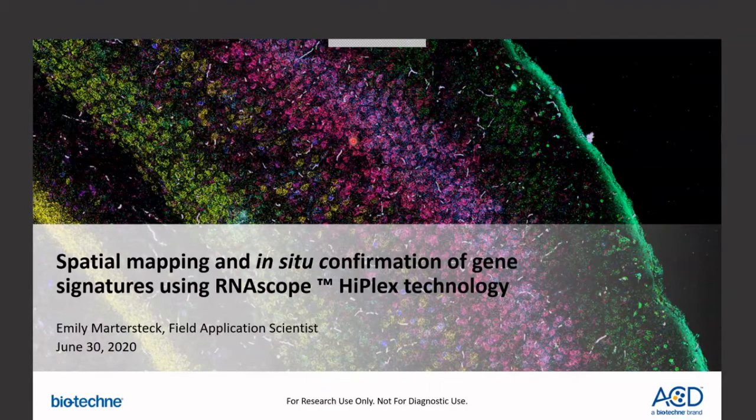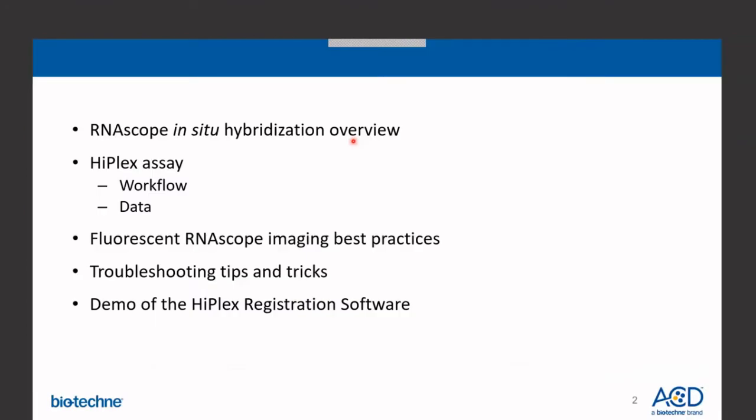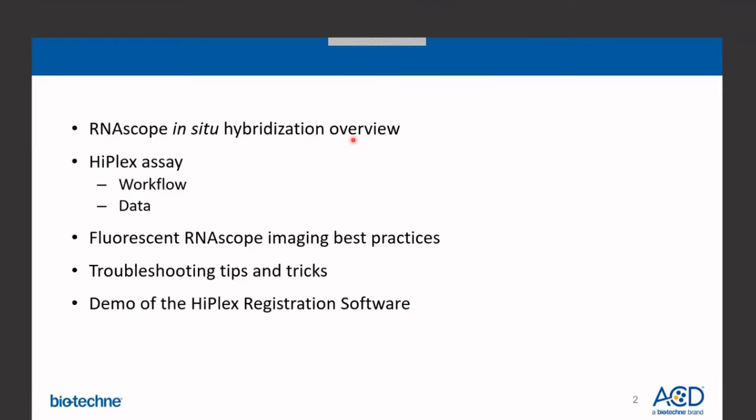So, outline of today's talk, I'll start with an overview of RNAscope's technology, and then we'll take a deep dive into the HiPlex assay specifically, including components of the HiPlex kit, the protocol, etc. And to look at 12 RNA targets at once, the HiPlex assay requires image registration. So at the end, I'll go through a brief demo of how to use the HiPlex image registration software, which comes with the purchase of the HiPlex kit. And we'll also discuss imaging best practices for fluorescent RNAscope. And I'll be showing you some example data generated with the HiPlex assay.